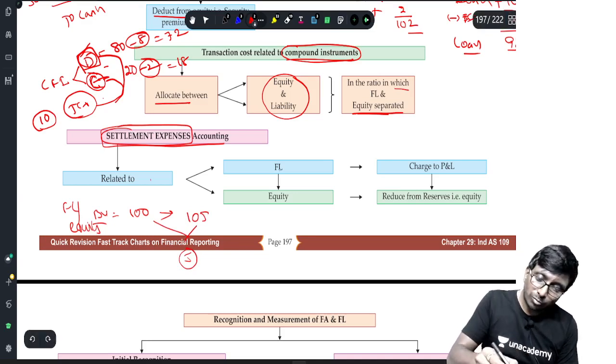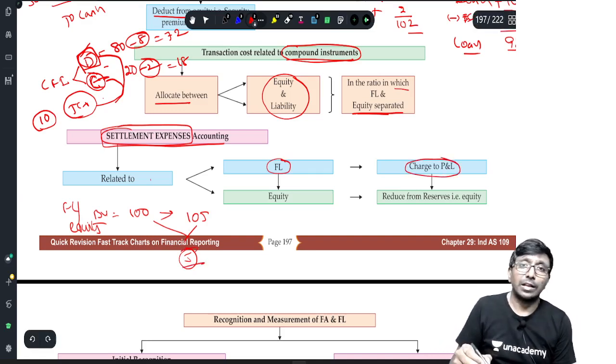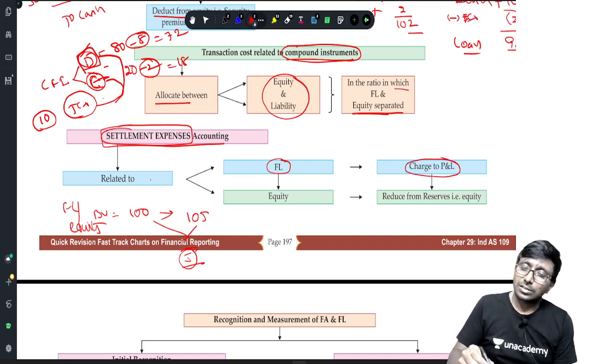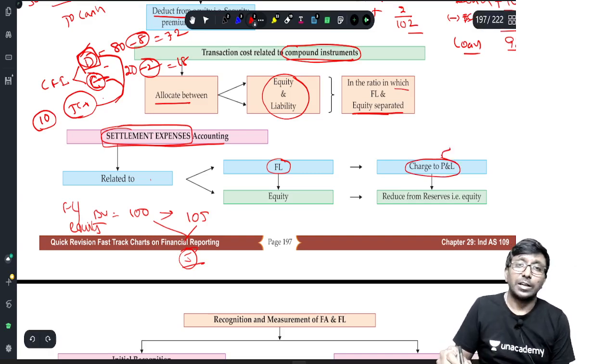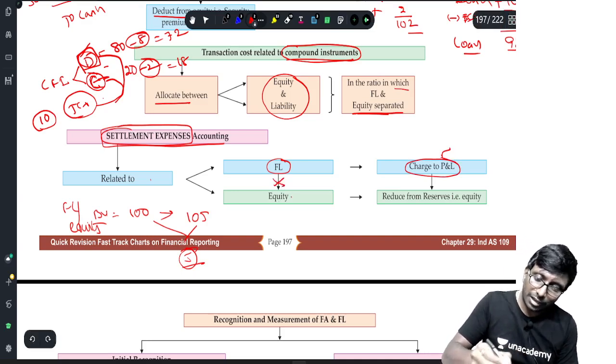If it is a liability, then the excess amount you paid, 5 rupees, will be taken to P&L. And if I paid less, even then the difference will be transferred to P&L. Now if it is related to equity, that is different.